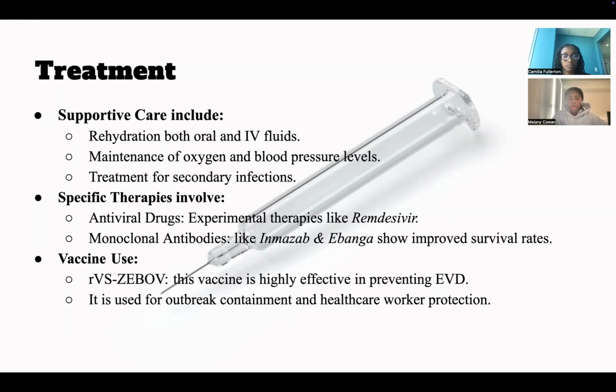So, in summary, Ebola treatment is a combination of supportive care to stabilize a patient, specific therapies to directly combat the virus, and vaccines to prevent larger outbreaks. While significant progress has been made, these measures are most effective when combined with strong public health effort and early detection. Next slide.